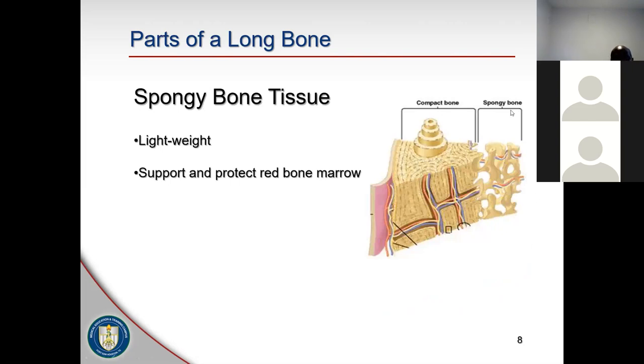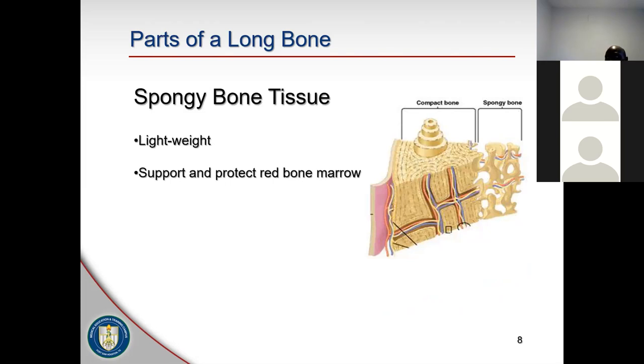Here, if you look at this diagram, you see the spongy bone in this other section, and you'll see holes in them. Those holes look like a sponge. If you pick a sponge up and look at it, you realize the sponge has holes in it, right? There's nothing different on that. So spongy bone is very lightweight, and it supports and protects the bone marrow, definitely.